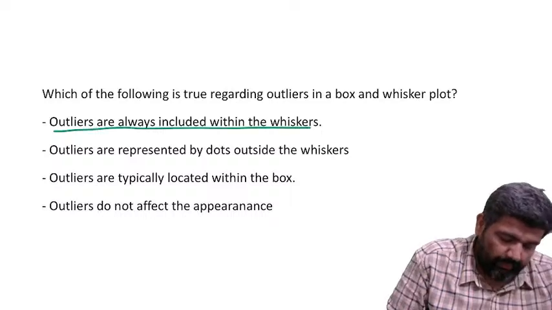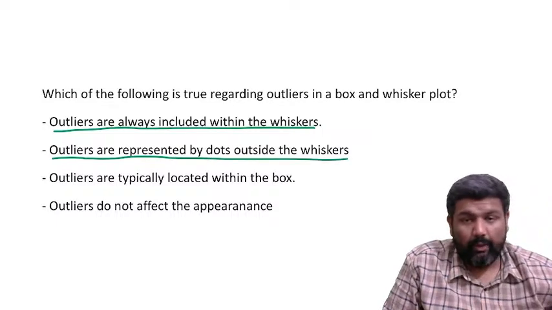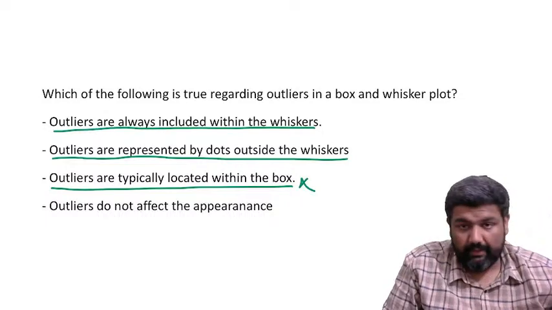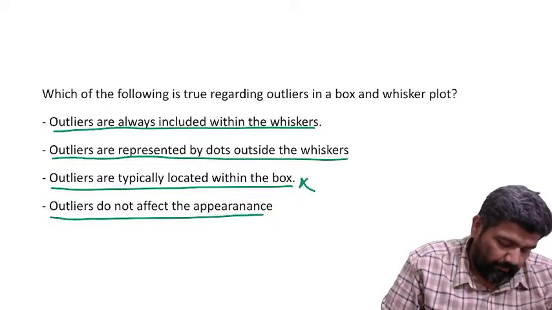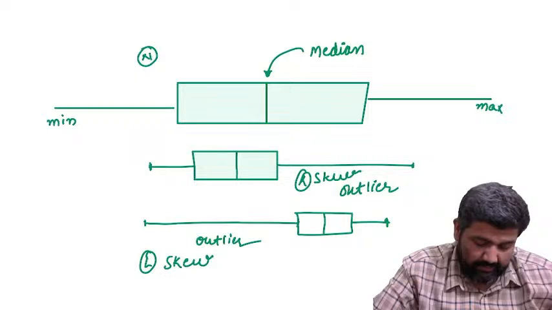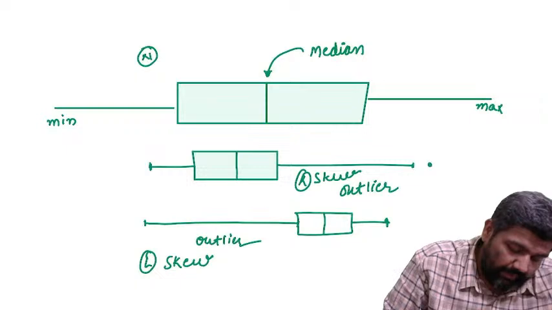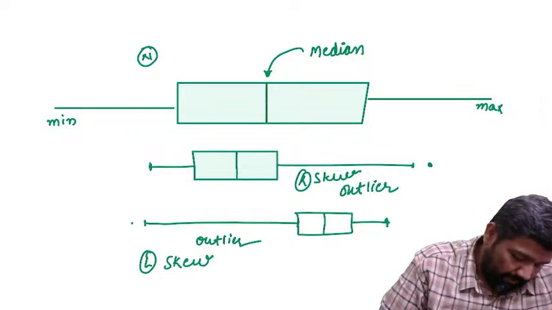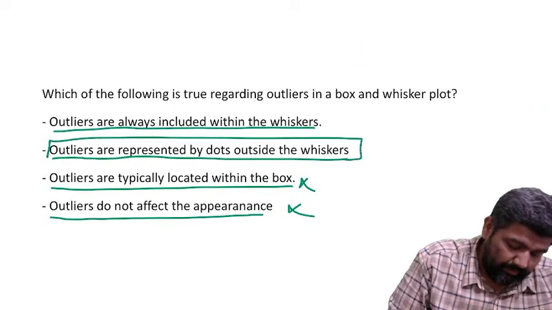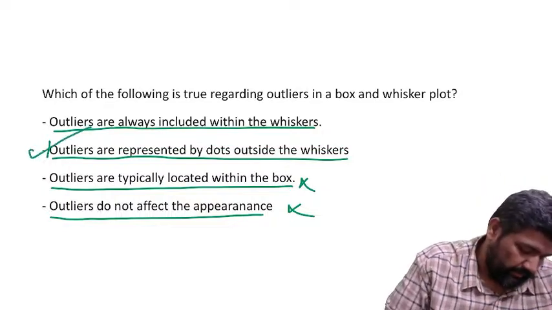Outliers are always included within the whiskers. Outliers are represented by dots outside the whisker. Outliers are typically associated within the box. Outliers do not affect. So guys, whenever we have an outlier here, we get a dot here. And whenever we have an outlier here, we get a dot here. So usually the outliers are represented by the dots. So here the correct answer is B.